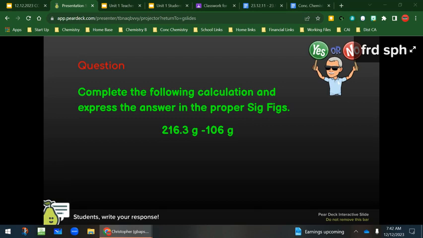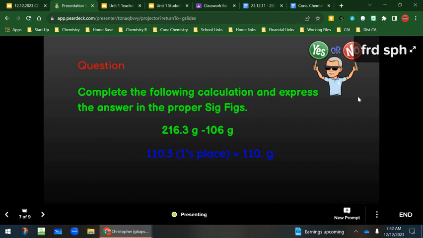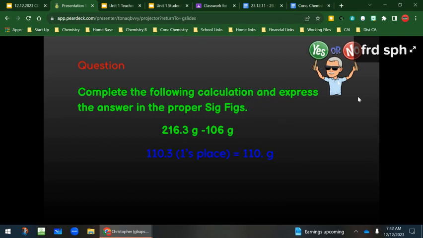So when we do our math here, ladies and gentlemen, we end up getting our answer, which in this case works out to be 110.3. That's what we get from the calculator. But we need to round it to the ones place, which means this 0 is where we round it.